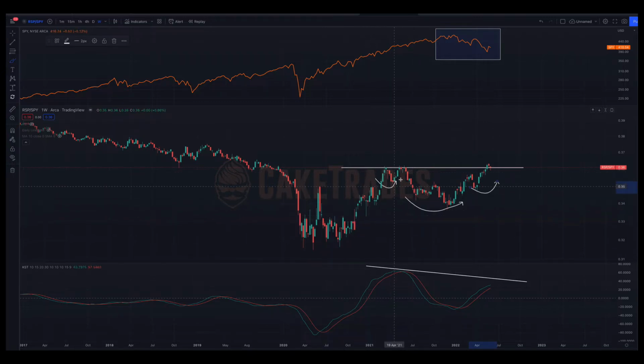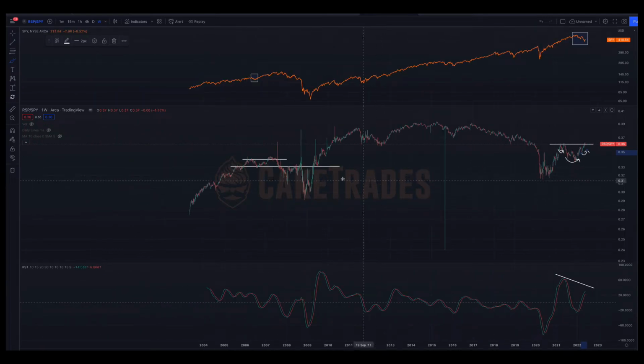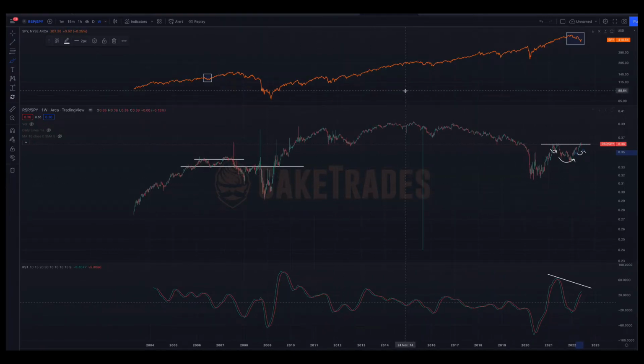You can see here that with RSP over SPY, this ratio can go up and the market can go up. It can go down, the market can go up. It doesn't matter in that sense. But long term, for the health of the market, we want to see this go up, because it means that the diverse offerings of the stock market are going up in tandem, right? So typically you'll see this ratio go up and then fade, and that's okay.